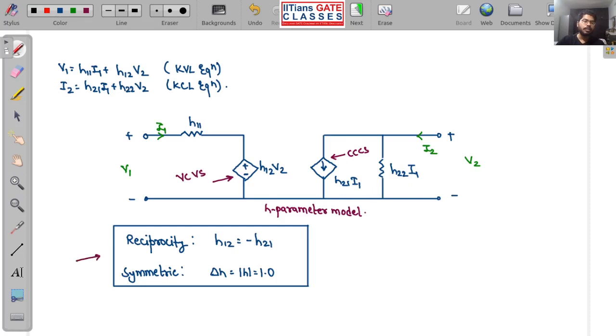Now the conditions for reciprocity and symmetry I haven't derived here. Please don't think that I am not deriving, it is due to the time constraint. This is a crash course type, so I am just writing the end result. The condition for reciprocity in H is that H12 should be equal to minus H21, and for symmetry the determinant of the H matrix should be equal to 1. So remember this.